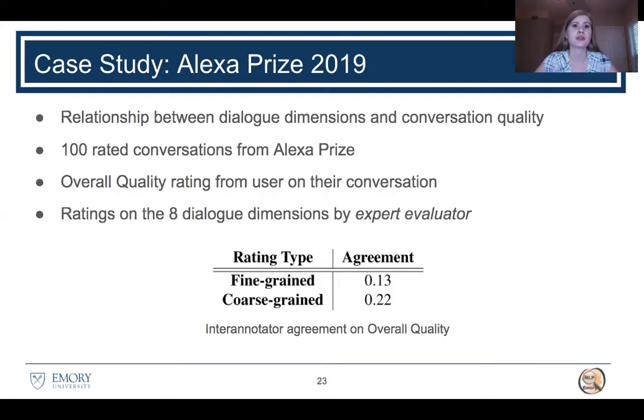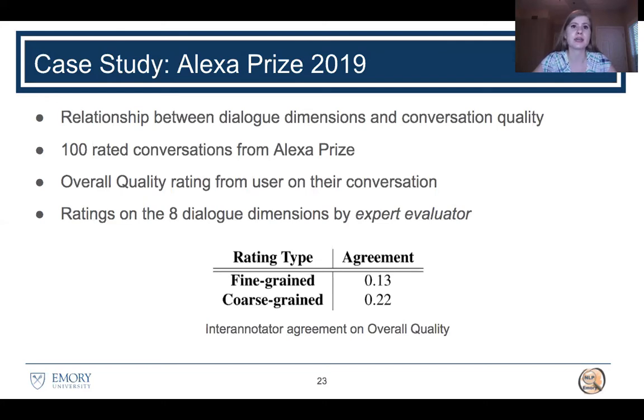So we used 100 rated conversations from the Alexa Prize, which is a competition held by Amazon, where university teams compete to build the most engaging social bot for human users. And from the Alexa Prize setup, we were able to collect a data set of real conversations that were actually interactively rated by the users at the end, giving a score from 1 to 5 on the user's overall impression of the conversation that they just had. So this type of a rating fits the description of the overall quality dialogue dimension. However, the other 7 dimensions that we previously discussed are absent from this data set.